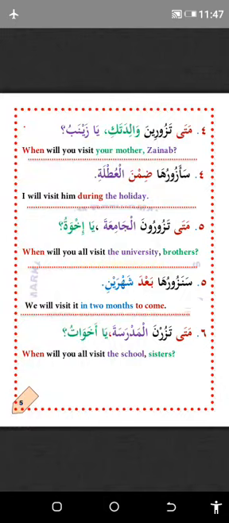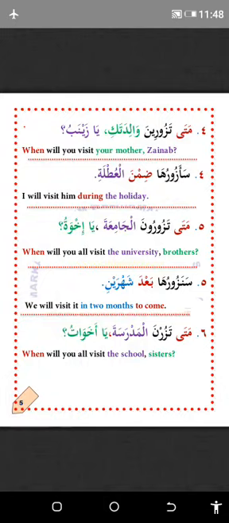Remember that بعد means after, while قبل means before. قبل الصلاة, before the prayer. بعد الصلاة, after the prayer. سنزورها بعد شهرين, we will visit it in 2 months to come, meaning our visitation to the university will take place after 2 months.